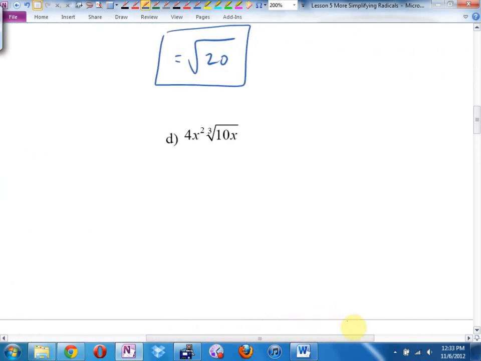D. This is an A minus, maybe even an A plus level question. So if you find this tough, good. It means you're normal.